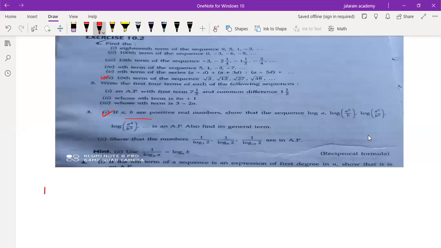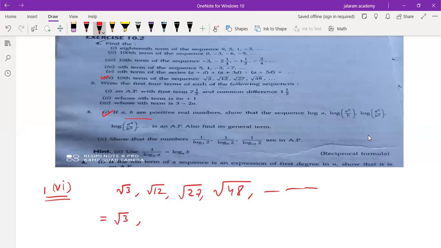Question number 6 is the next doubt. We have to find the 10th term of the sequence root 3, root 12, root 27 and root 48 and so on. 10th term. So first change them to mixed surd form.